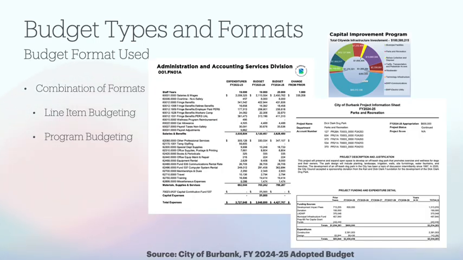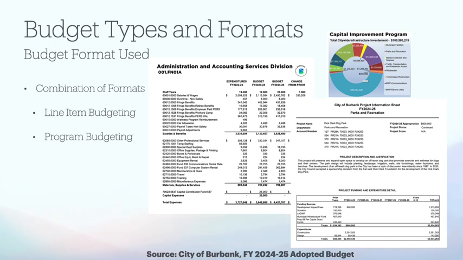In terms of the budget type and format that the City of Burbank uses, it looks like they use a combination of formats between line item budgeting and program budgeting. Line item budgeting is characterized by unique account codes or object codes to itemize the types of budgets that they have. And as you can see on the Administration and Accounting Services Division budget on this slide, salaries are itemized and budgeted for separately from the materials, supplies, and services.